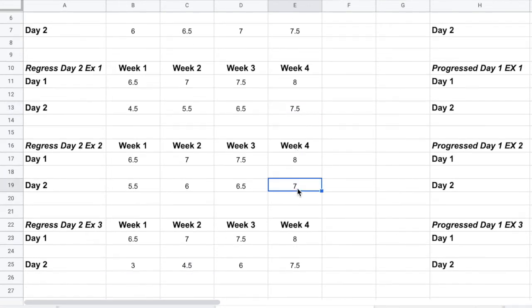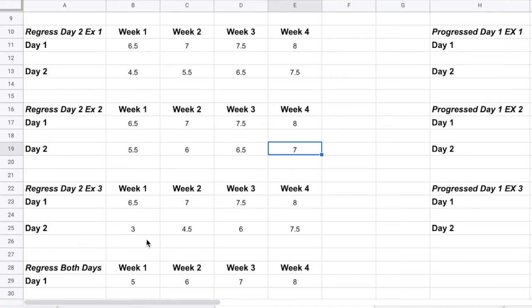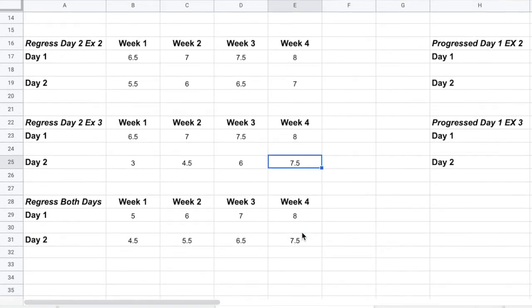Maybe we're ending at a lower RPE and starting at a lower RPE. So 5.5, 6, 6.5, 7. Or, if this is the extreme model of it, I don't use this very often, but just as an example, maybe we do a 1.5 jump: 3, 4.5, 6, 7.5. So a very large step jump each week. Or maybe we regress both days. Maybe we do 8, 7, 6, 5, and 7.5, 6.5, 5.5, 4.5. So all different ways we can change that relative intensity within the same model.